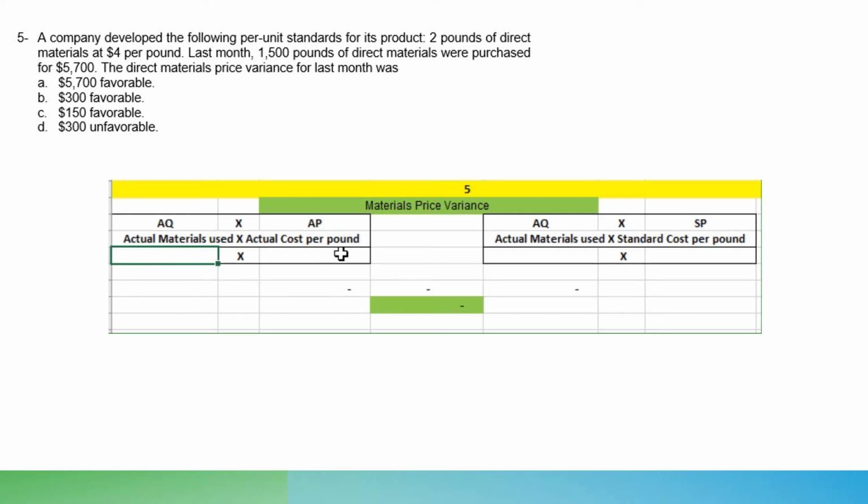So our actual materials used, we're told, is 1,500 pounds. Our actual cost per pound we have to calculate, it's the $5,700 paid divided by the 1,500 pounds. So we have total spend of $5,700. The actual materials used is the same for the budget calculation times the standard cost per pound, which was $4. In this case, because our budget was greater than our actual, we have a favorable $300 variance as the budget was higher in this case.